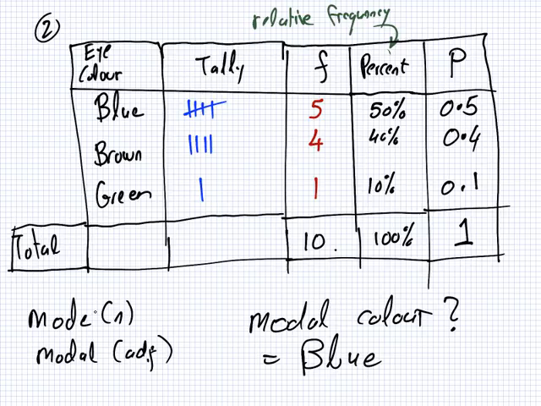And by the way, if there's two things which are tied, for example, you had 5 brown and 5 blue, then we don't say blue and brown are the modes. There is no mode. So in the case of a tie, that means there's no mode. So the mode must be clearly the most common.